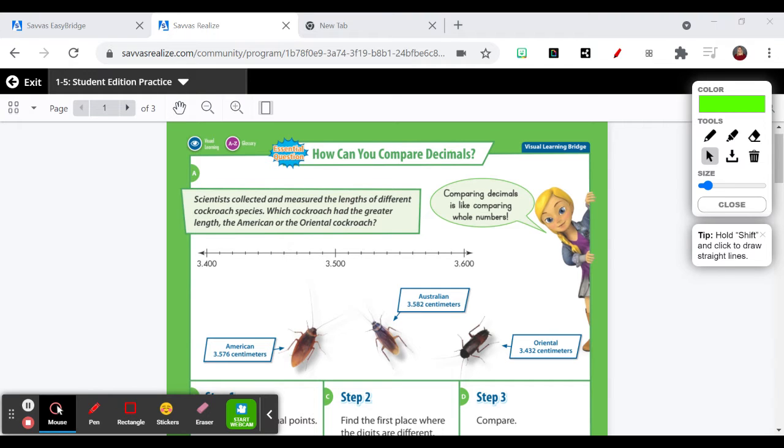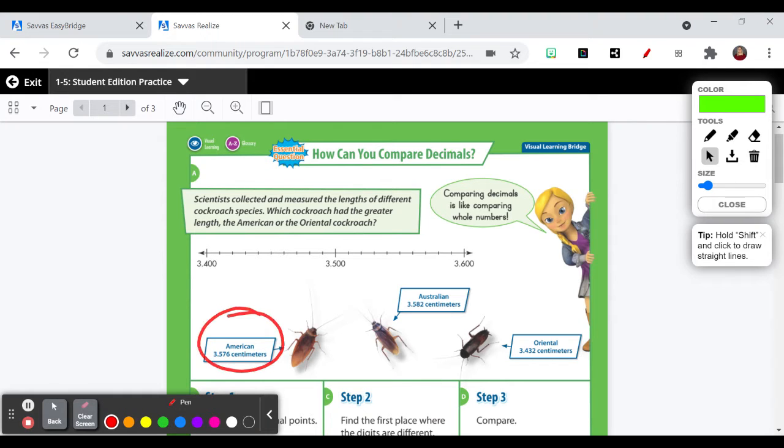All right, guys, so today we are talking about comparing decimals to the thousandths place. If you look at page 22 in your workbook, we're going to go through an example together. Scientists collected and measured the lengths of different cockroach species. Which cockroach had the greatest length, the American or the Oriental? So we want to look at the American here and the Oriental.